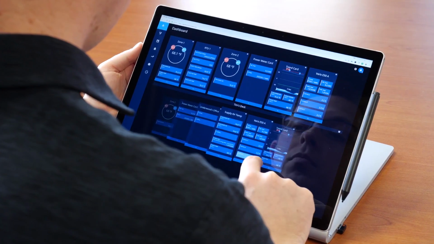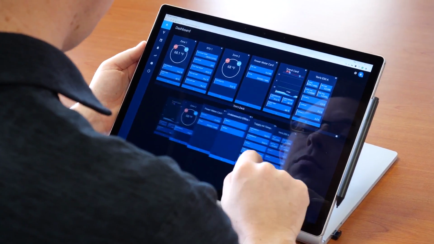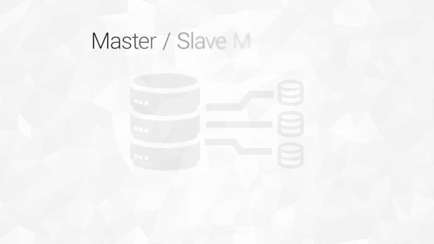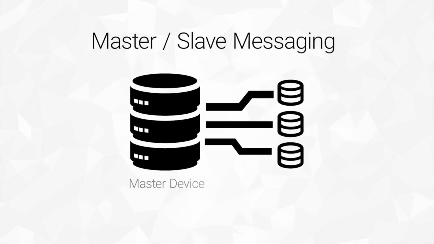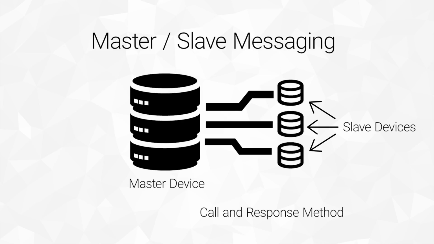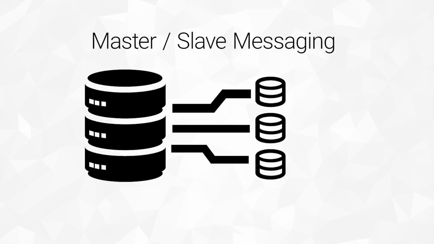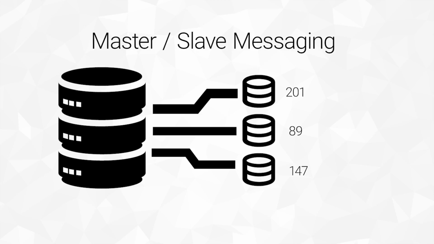Now let's talk about some of the technical aspects of Modbus. Modbus is a master-slave messaging system. This means that a master device talks to all the other devices on the network. It can query them for information or tell them what to do, but the slave devices themselves won't talk until queried. Each slave has a unique 8-bit device address or unit number.